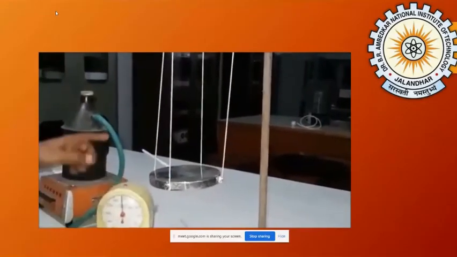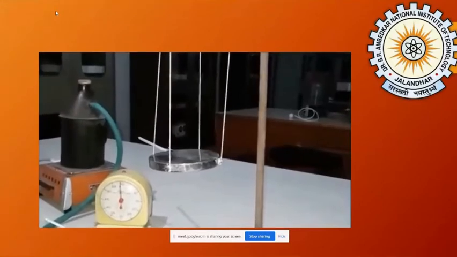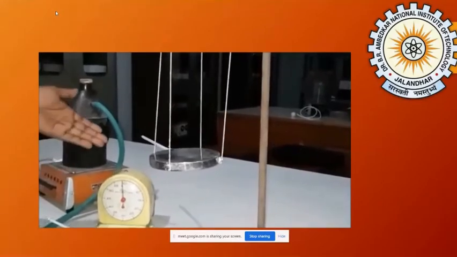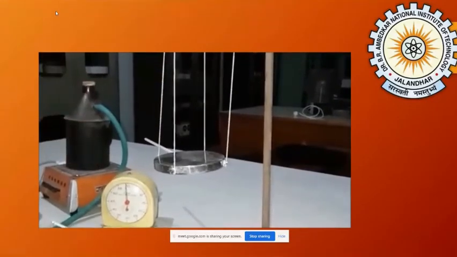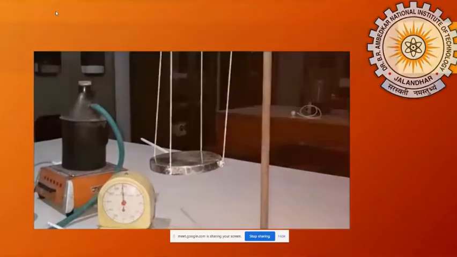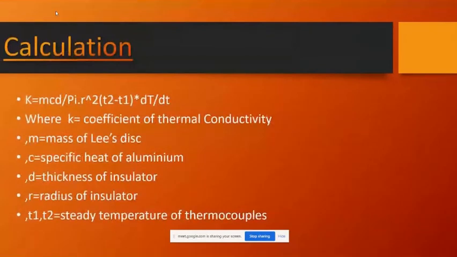Now the temperature falls against time. The time will be measured by the stopwatch, and temperature is noted while the leach disc is cooling down through the thermometer. Using these readings, a graph is plotted. Thank you. That's all about this video. Now Gopal will further explain.